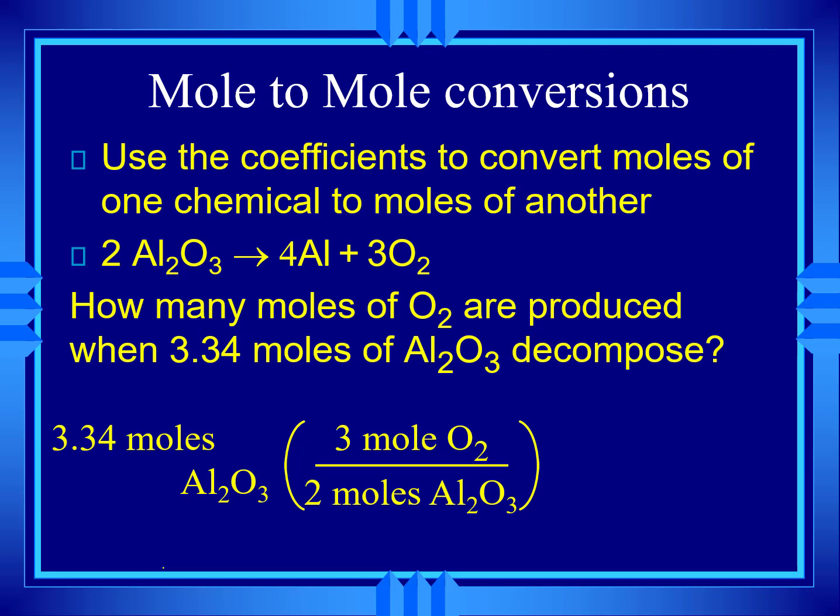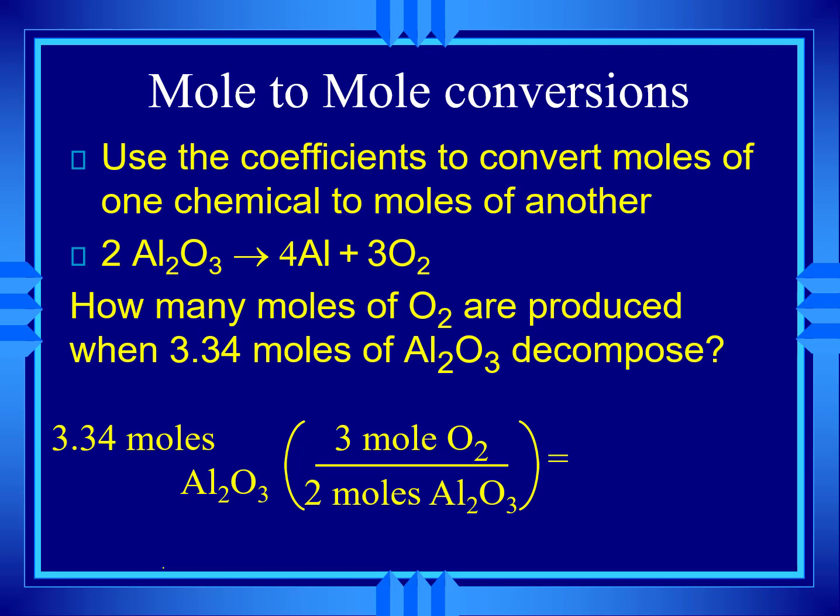And what I use are the coefficients. This equation up here says every time I use 2 moles of Al2O3, I will make 3 moles of O2. So I can use those coefficients as my conversion factors. So we can go from moles to moles using the coefficients. That's the new piece we're learning today.